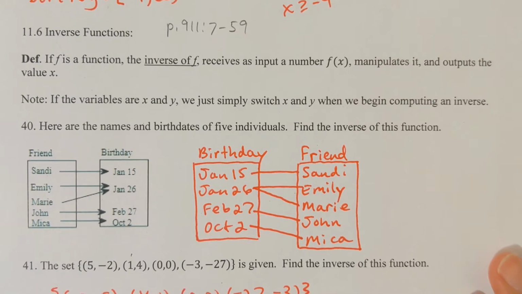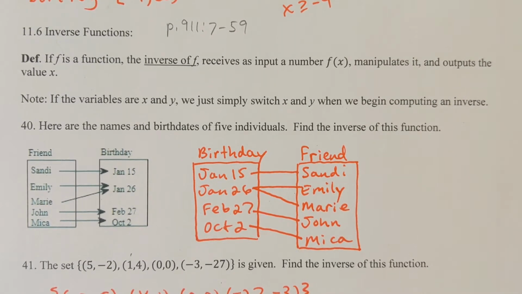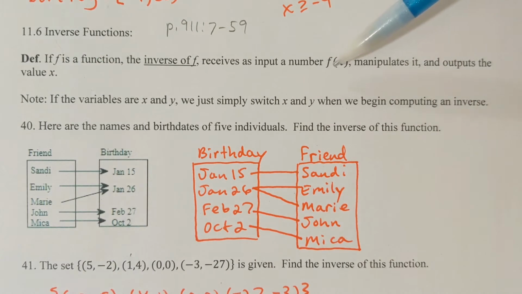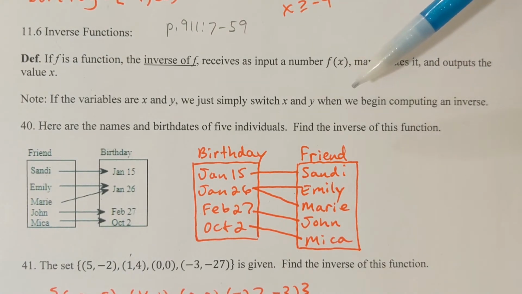Definition: if f is a function, the inverse of f receives as input a number, f of x, manipulates it, and then outputs the value x. Now that is the exact opposite of a regular function, right? With a regular function, the input values are the x values and the output values are the f of x values. Remember, y and f of x mean the same thing. But here it's switched on us. The input is y and the output is x.